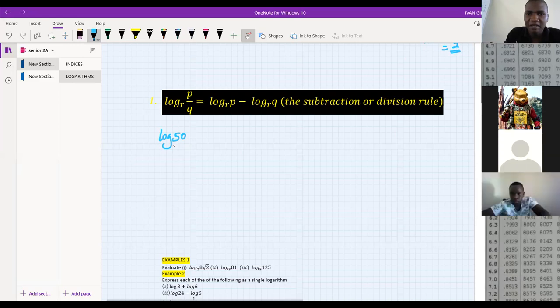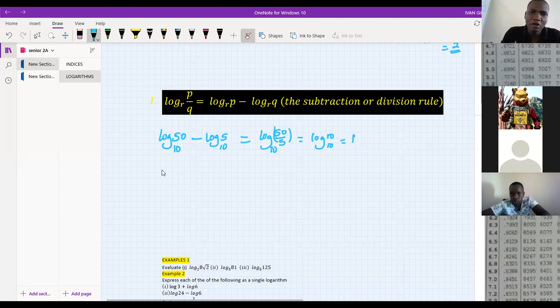This will be the same as log of 50 divided by 5, base 10. So you end up with log of 50 divided by 5, which is 10, base 10, and that gives us 1. So you see how we apply the laws of logarithms here. That's how we use the law of division.